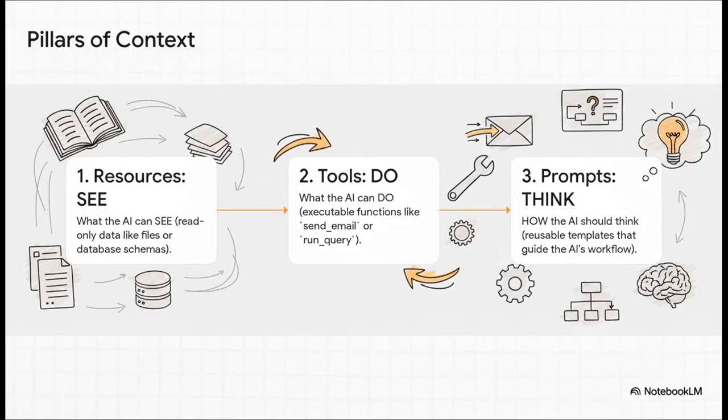MCP organizes all these interactions into 3 really simple concepts. First, resources. This is what the AI can see. Read-only stuff like files or a database structure. Second, tools. This is what the AI can do. These are actual functions like sending an email or running a query. And third, prompts. This is how the AI should think. These are like little recipes or templates that tell the AI how to use its tools to accomplish a task. See, do, and think. It's a super intuitive design.